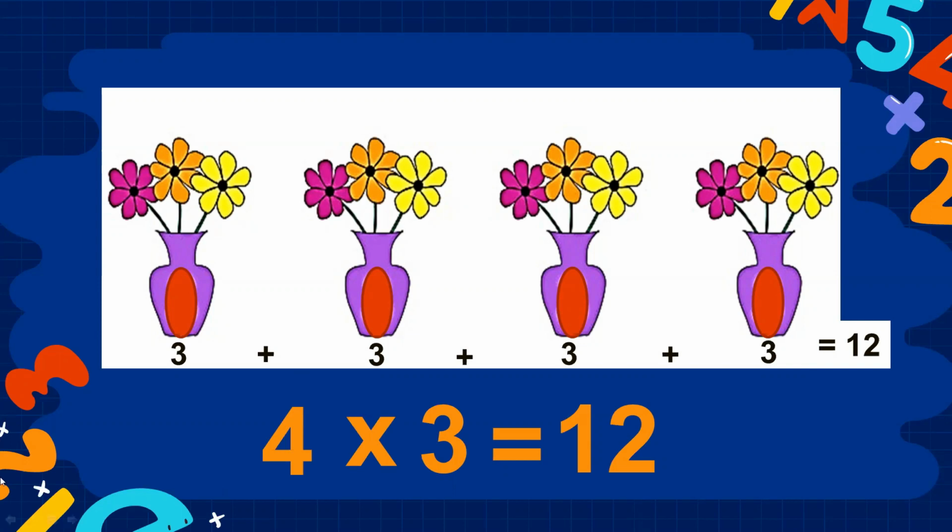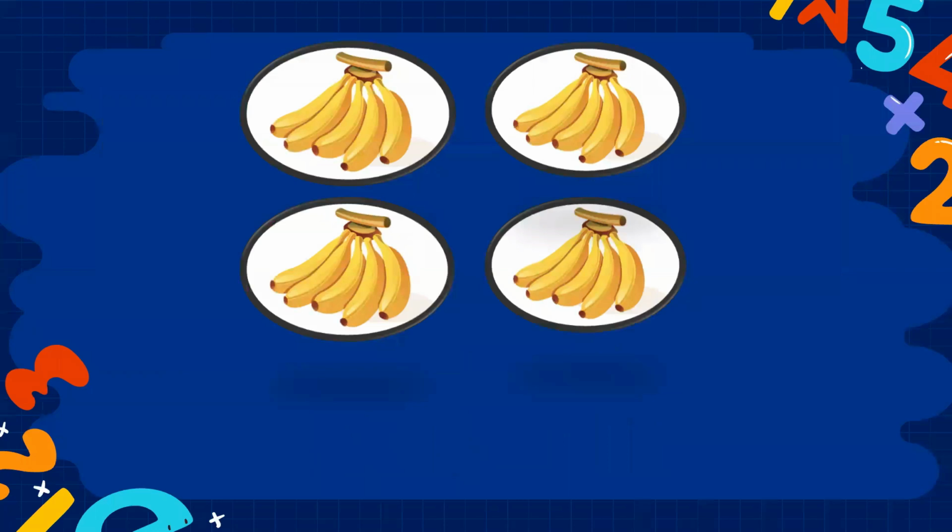So you can read the multiplication either 4 times 3 equals 12, or you can say 4 multiplied by 3 equal to 12. Okay, both are correct. Okay, next we have another example. We have how many bananas are there?